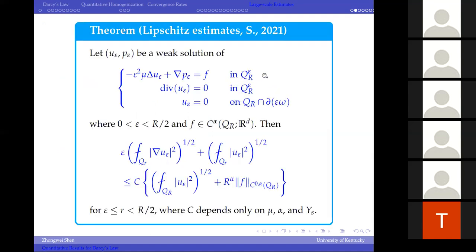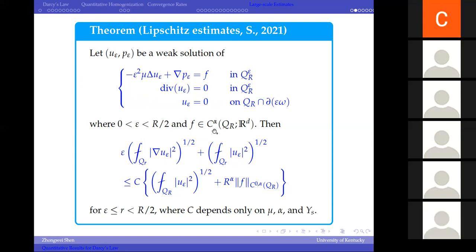So we can prove the interior Lipschitz estimate. So you have a solution. This is an interior problem, there's no boundary omega here. So we solve the Stokes equation, again with the same normalization epsilon squared here, and u epsilon equal to 0 on the boundary of the obstacle. We're not assuming u epsilon equal to 0 on the boundary of Q_R. Just 0 on the boundary of the obstacle.